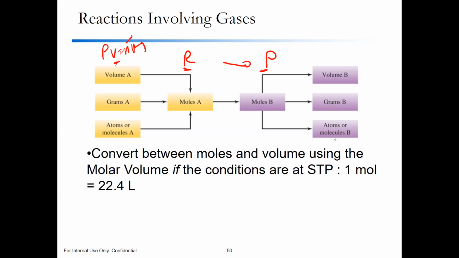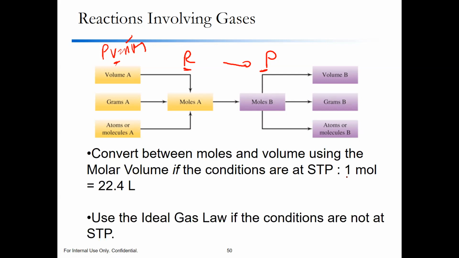So here's some simple calculation. Convert moles and volume using the molar volume if the conditions are STP. If you're at STP, we already did this calculation. 1 mole equals 22.4 liters. If we're not at STP, then 1 mole will give you a slightly different value. But since we are at STP, we already did this calculation. So use the ideal gas law if the conditions are not at STP. All right.